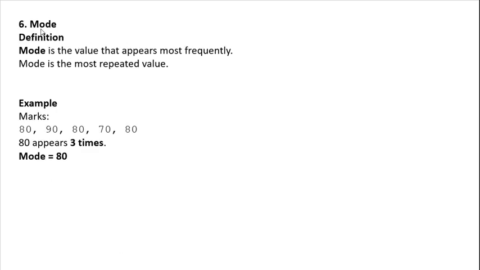And sixth is the mode. Mode is the value that appears most frequently, the most repeated value. In this example of marks, 80 appears 3 times, so the mode equals 80.